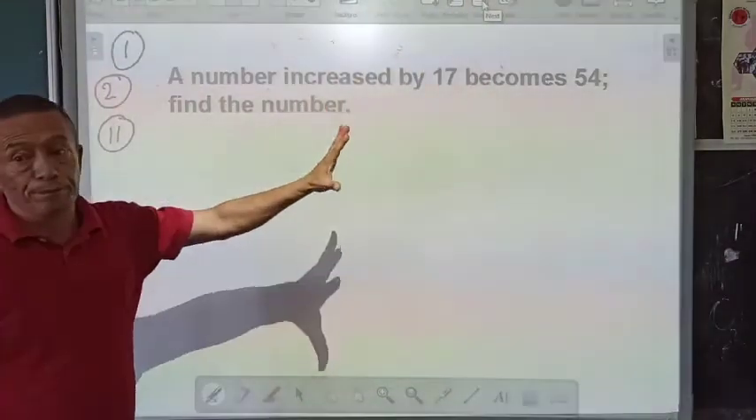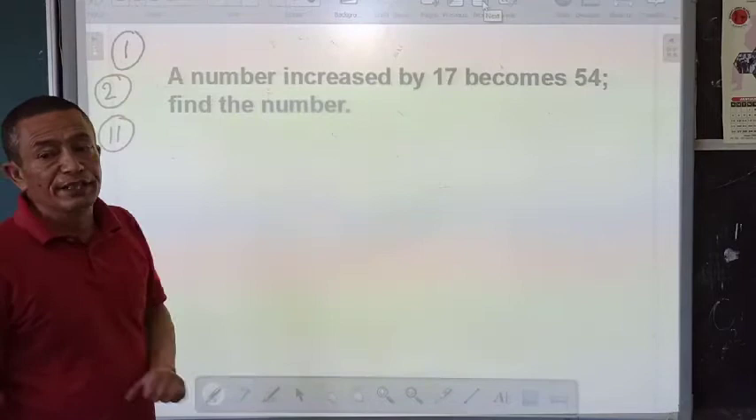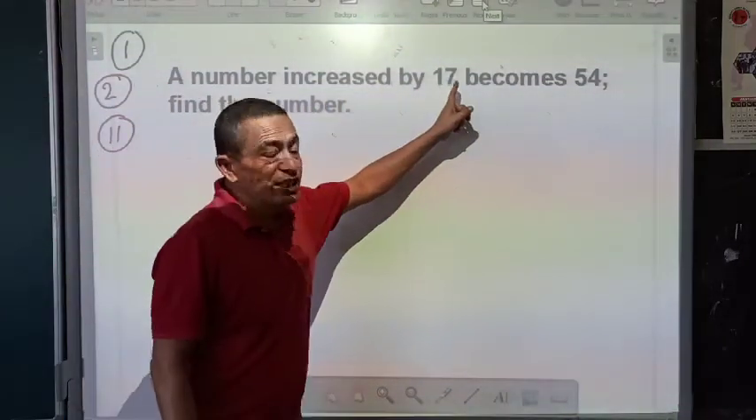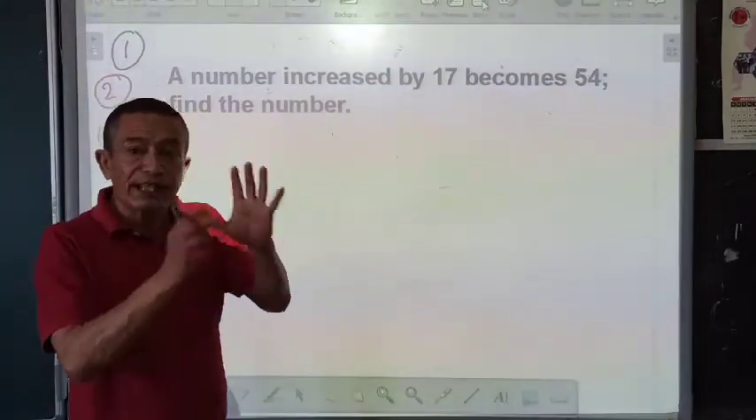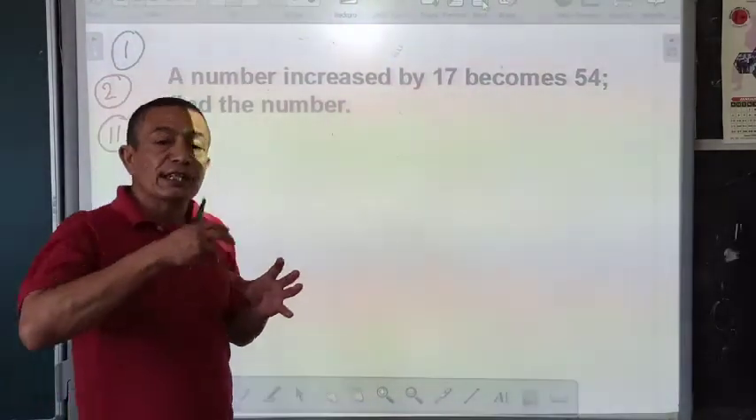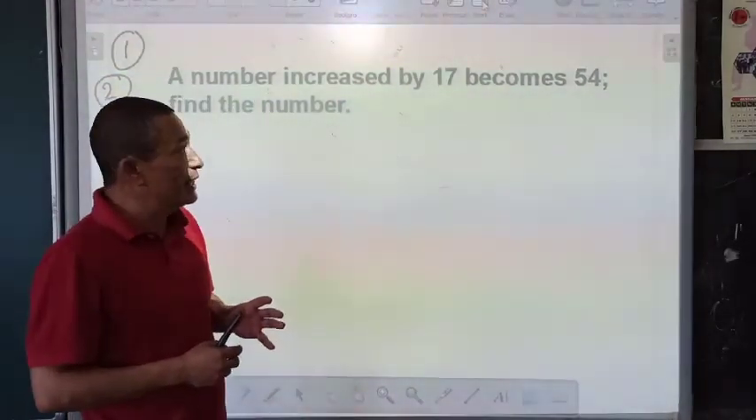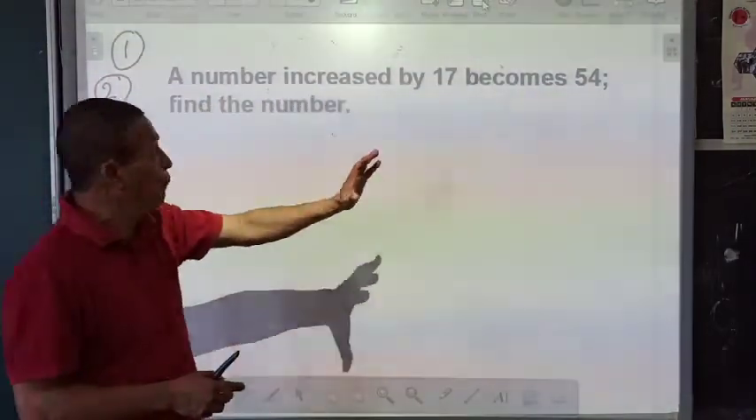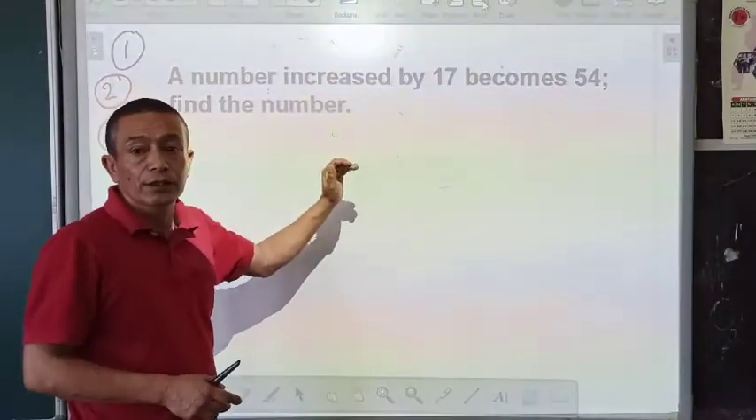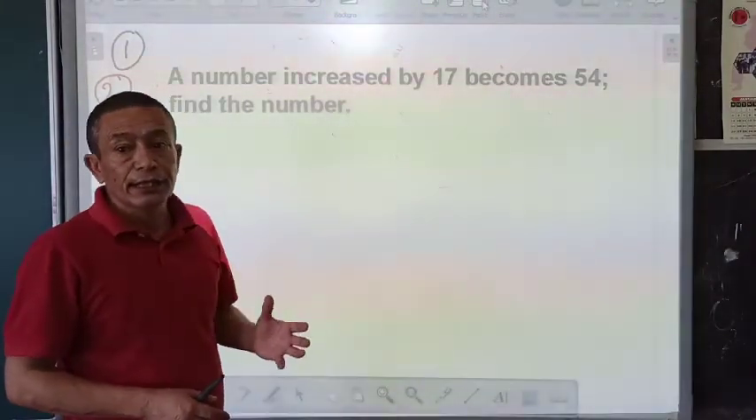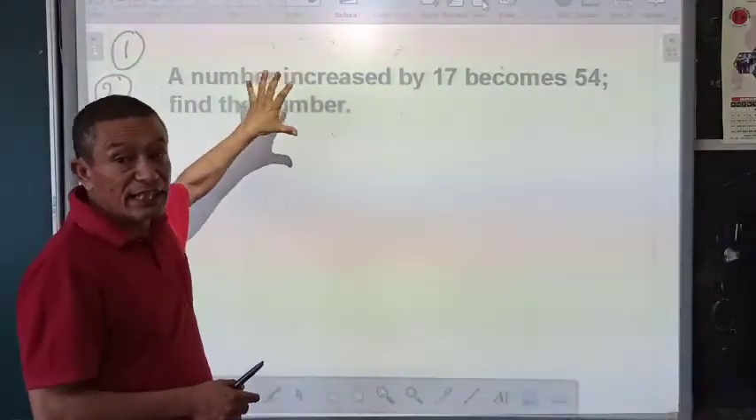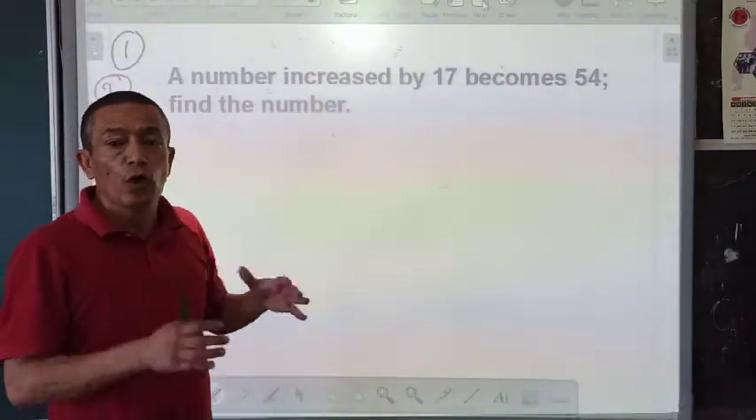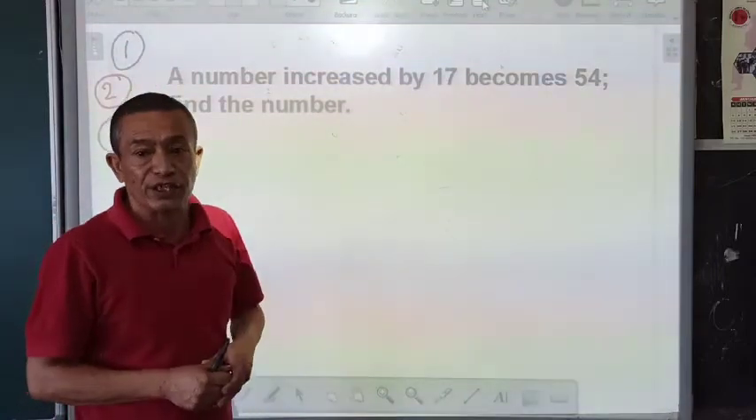We've got a question based on simple linear equation. A number increased by 17. So there is a number which is increased by 17, and when I increase it, it becomes 54. Find the number. Our idea here is to change this statement that is given to us into an algebraic form or what we call an equation.